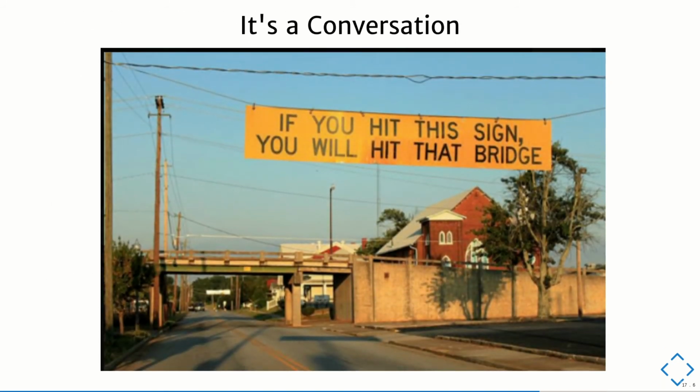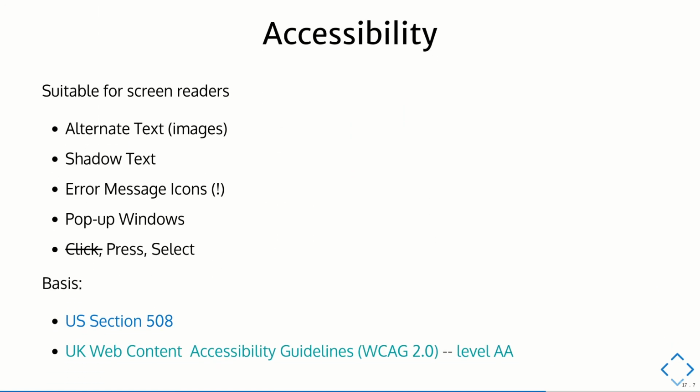In most cases, UI text is part of a conversation between you, your UI, and your users. You should also consider accessibility. In general, you want text that works with screen readers. I've listed a few common issues, and it's a work in progress. For example, recently, Microsoft has started moving away from "click" in all of their UI text and their documentation.